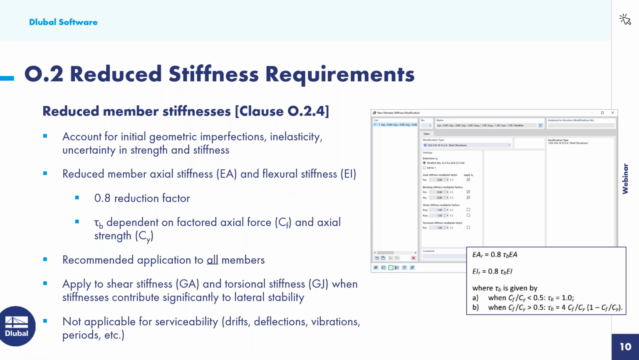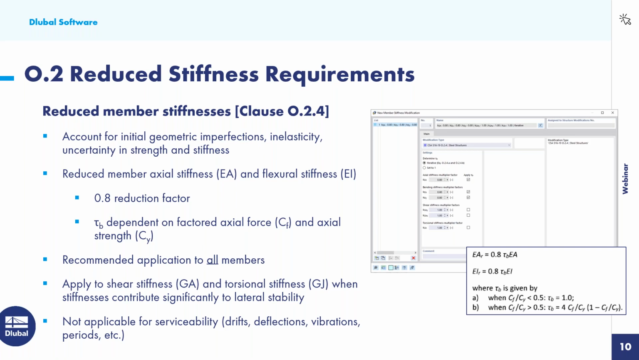Now, we should apply the stiffness reductions to all members that contribute to the lateral stability of the structure. But if we're picking and choosing which members to apply the stiffness reduction to, this could lead to localized distortion. So the code goes on to tell us it's really recommended just to simply apply these reduction factors to all members within the model.